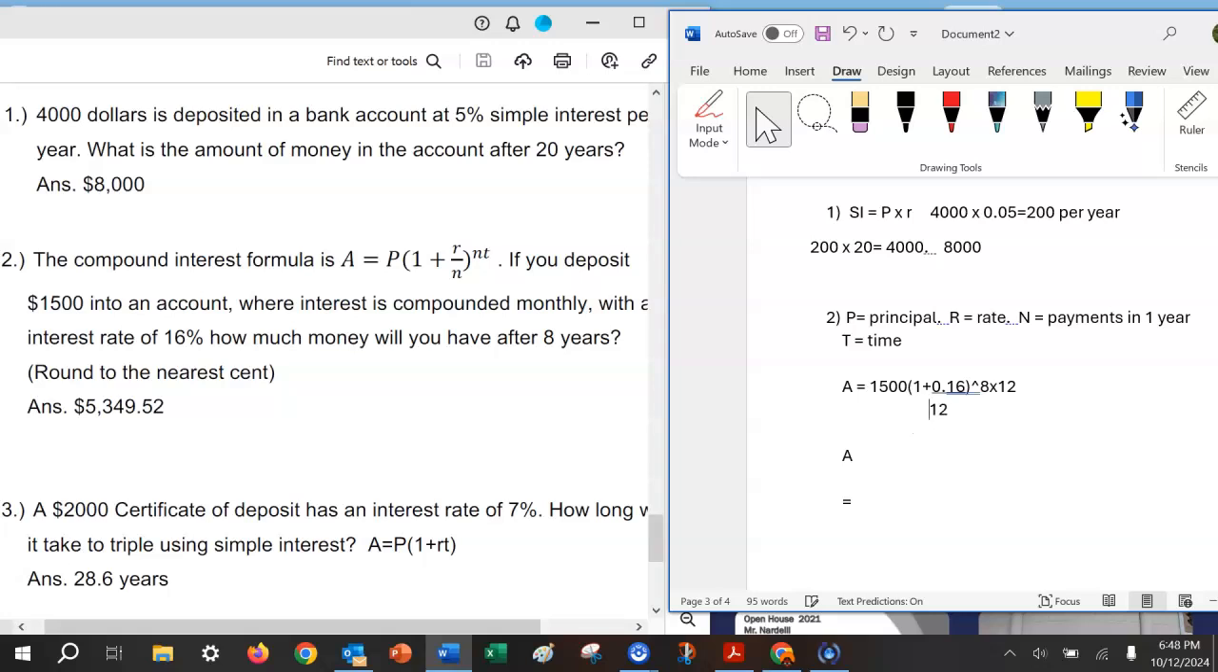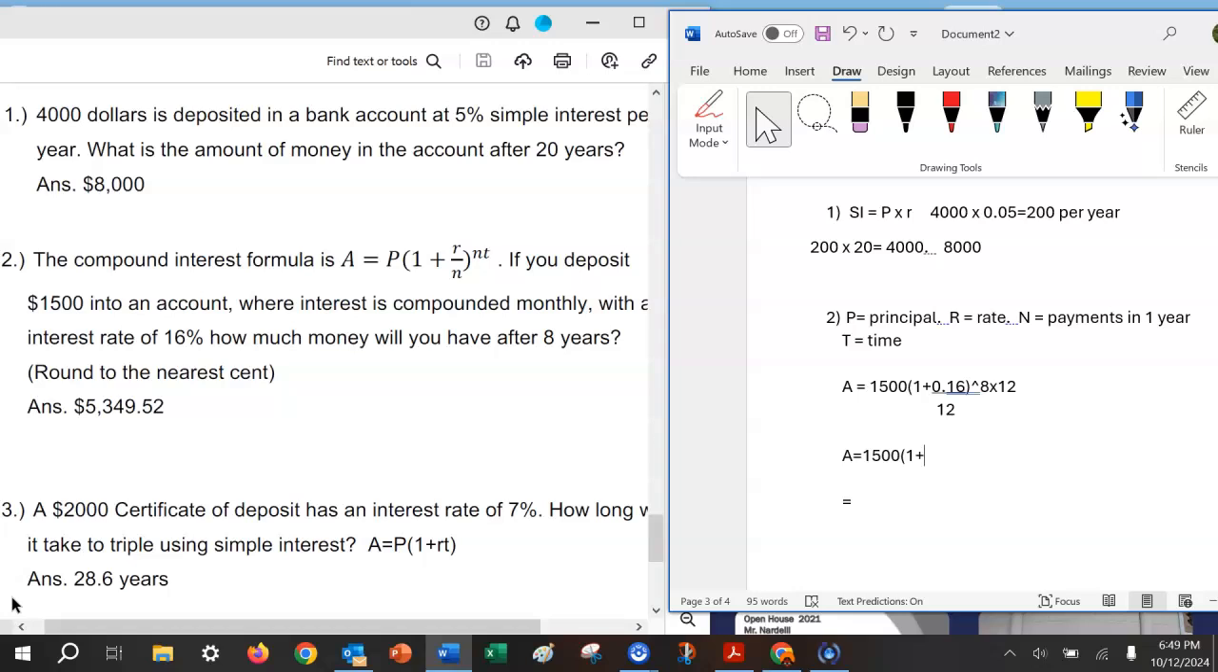So, according to the formula, I didn't follow it. Basically, what I need to do at this point: I have all my numbers that I put in there: principal, my rate, my N, my T. So I have 1500. Now I have 1 plus. What I did before is I added 1 and 0.16, then divided by 12. I need to do the division first.